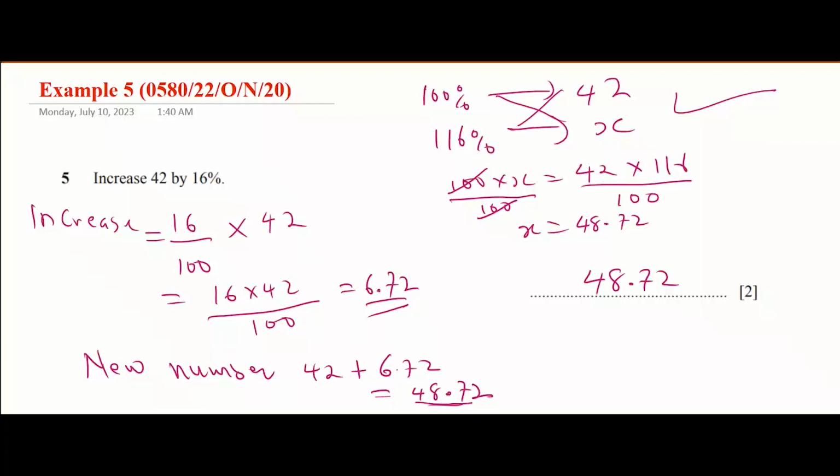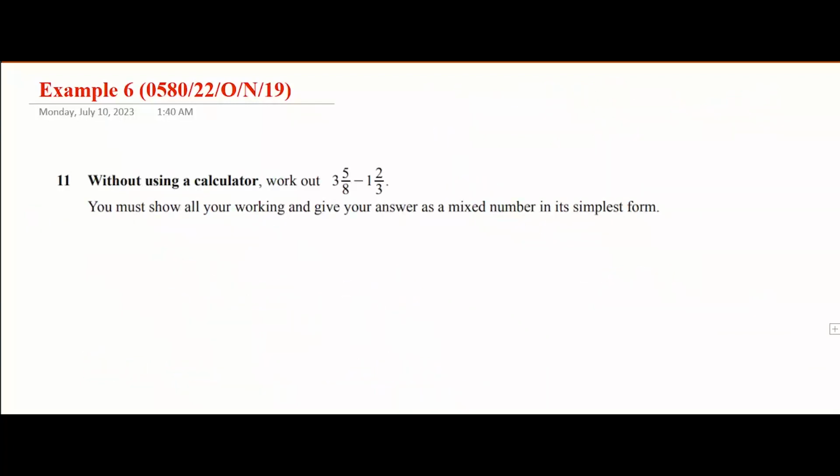So let's go to the next question. That will be the sixth one. Without using a calculator, work out 3 whole, 5 out of 8, then subtract 1 whole, 2 out of 3. So you can use any method of your choice. The first thing we need to do is to subtract the whole numbers. So I will say 3 subtract 1. So we have subtracted the whole numbers. Then we are left with 5 out of 8 subtract 2 out of 3.